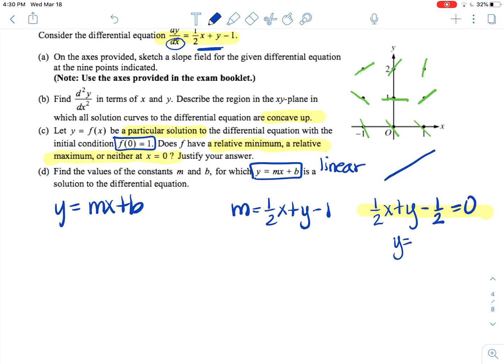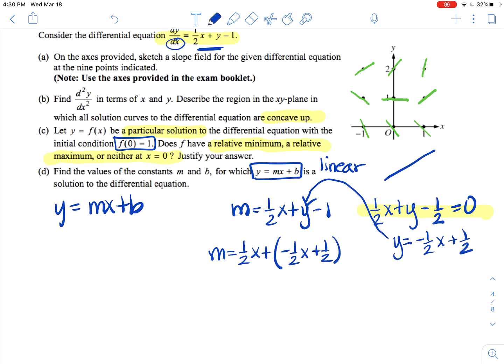So I'll use that equation, and when I move everything away from y, I end up getting y equals negative 1/2 x plus 1/2. Now I can take this equation and substitute it in place of y in that second expression. So m equals 1/2 x; instead of y, I'm going to plug in this whole expression, negative 1/2 x plus 1/2, minus 1. Cleaning this up a little bit, 1/2 x minus 1/2 x is gone, so that cancels out. And now I have 1/2 minus 1, which comes out to be negative 1/2.